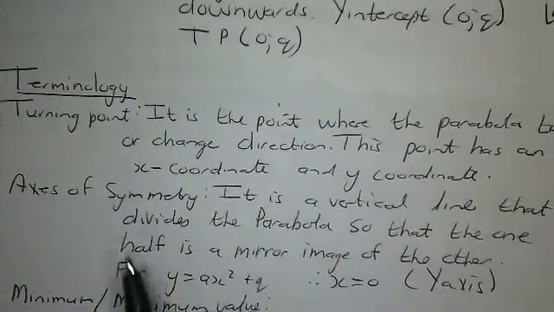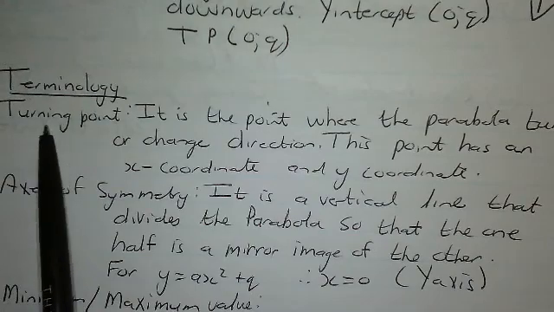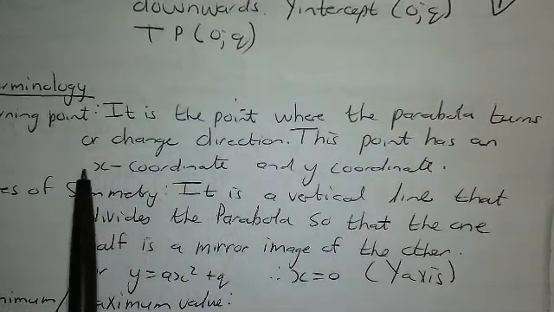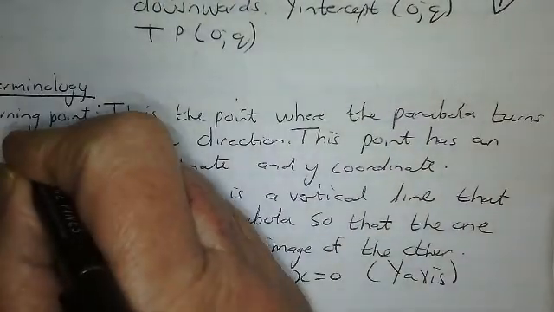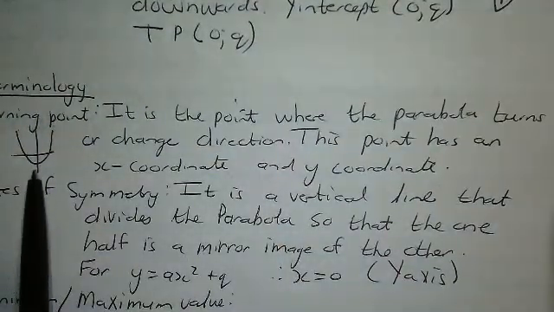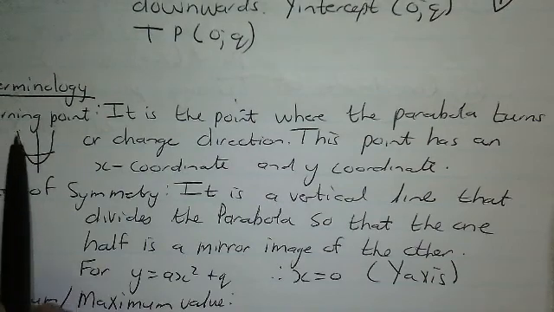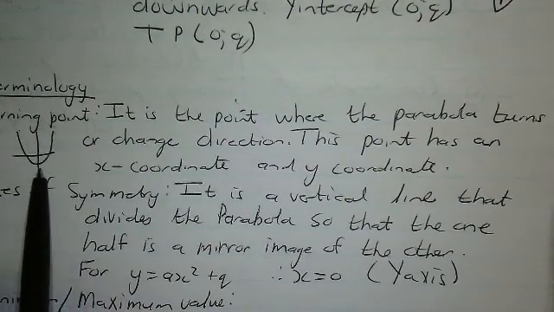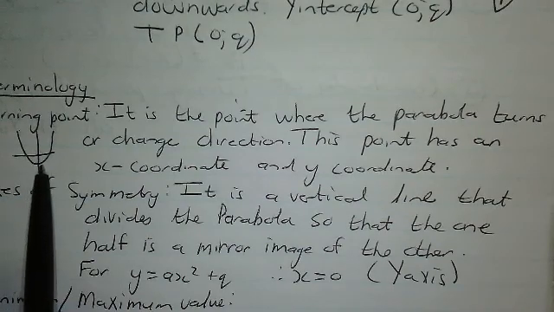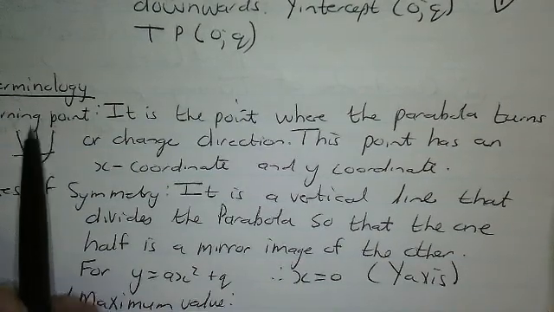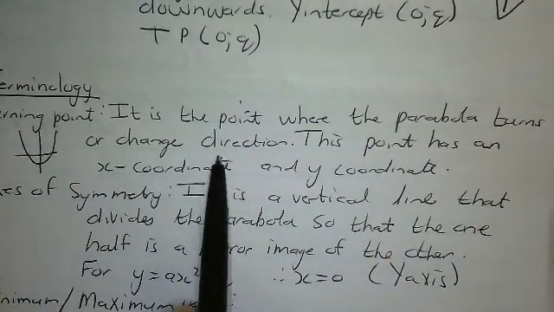Right, I've mentioned the word turning point. A turning point is the point where the parabola turns or changes direction. So if I draw a small little parabola on this side here, you can see the graph is going downwards. We also say descending. Can you see it's decreasing there? And on that specific point it turns, so that's the turning point, or change direction, so then it's increasing and going upwards there. So turning point is where the parabola turns or changes direction.